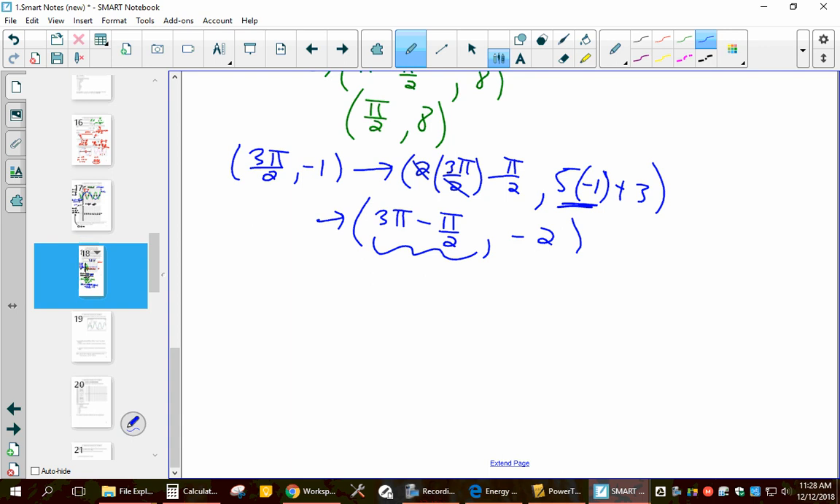Now I just need to figure that one out. You guys could put it in your calculator too at that point if you wanted to. Just go 3 minus 1 over 2. But we'll do it. We're going to call this over 2, so times 2 on the top and bottom. So this is 6 pi over 2 minus pi over 2, so 6 minus 1, 5 pi over 2 comma negative 2.